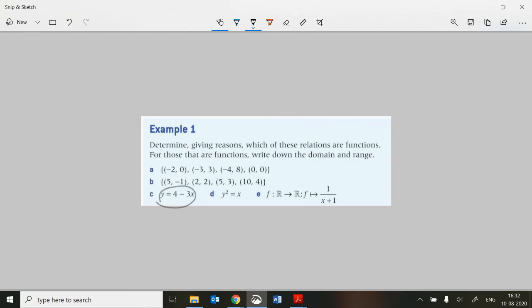Looking at this one, this is a straight line graph. It's crossing at 4 and it has a gradient of -3. So this is fine. As long as you define x as something sensible, like all of your real numbers, then if you put a real number into this for x, you will get a y number out. This is a function. For every x number you put in, you get one y number out.